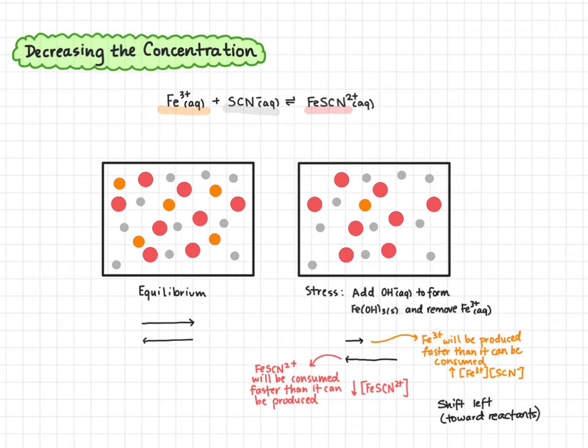So essentially, we're going to have a forward reaction that slows down while the reverse reaction stays at the same rate. Because we've removed a lot of reactant, the reaction will act to replace what we've removed. So our stress is removing the reactant, and the reaction will shift to replace or counteract that stress.